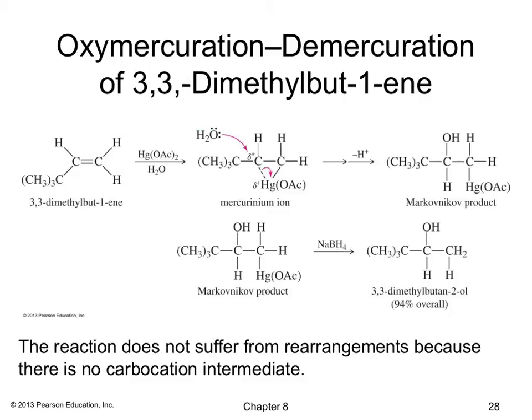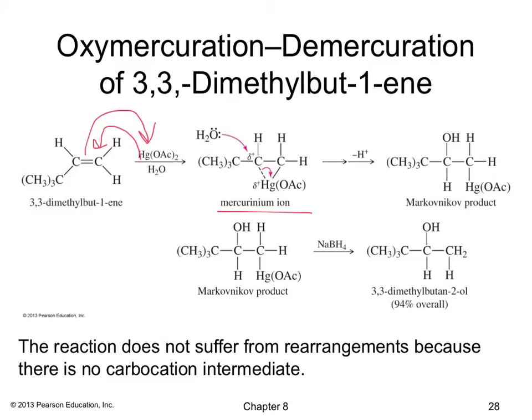So if we look at an example of oxymercuration-demercuration of 3,3-dimethylbut-1-ene, the first thing you do is you form the mercurinium ion shown here, right? Because of the nucleophilic attack, so let's draw that in. Nucleophilic attack here, and then the electrons from Hg come down, generating HgOAc, the mercurinium ion.